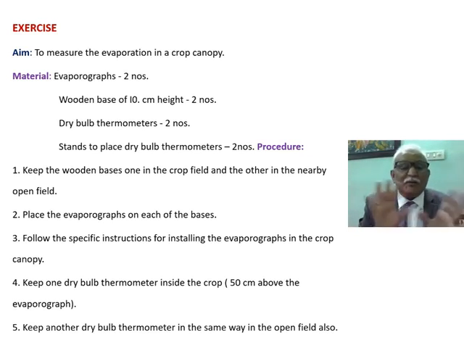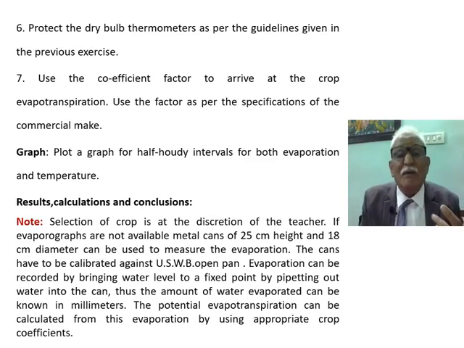Place the evaporograph, follow the specific instructions, keep one dry bulb thermometer inside the crop, and keep another dry bulb thermometer in the open field. Protect the dry bulb thermometer as per the guidelines because it should not measure its own temperature. Use the coefficient factor to arrive at the crop evapotranspiration. Plot a graph. Here, note a very important thing: selection of crop is at the discretion of the teacher.